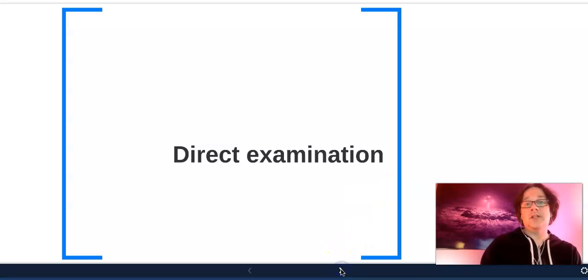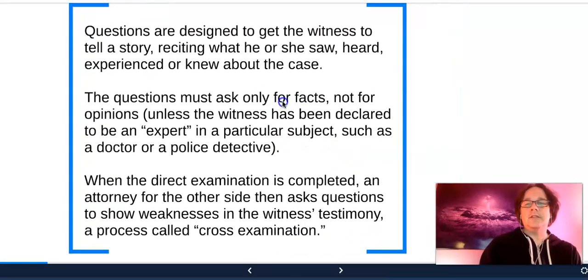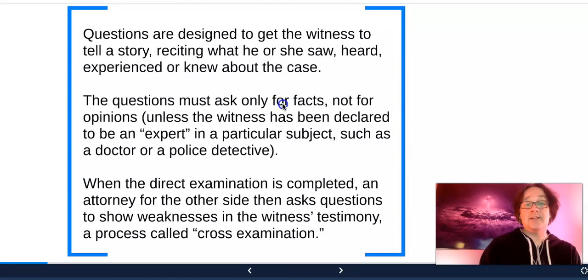Okay, so direct examination. What is it, and what is it designed to do? Well, when we're doing a direct examination, we're questioning our own witnesses, right? So these are going to be the witnesses that your side has called. They're there to present your side of the case, right? They're there to give favorable testimony.